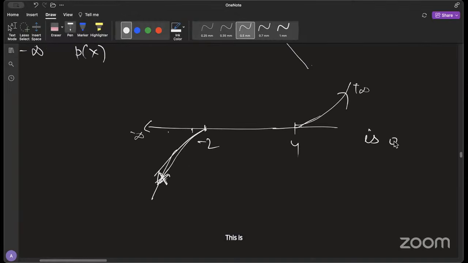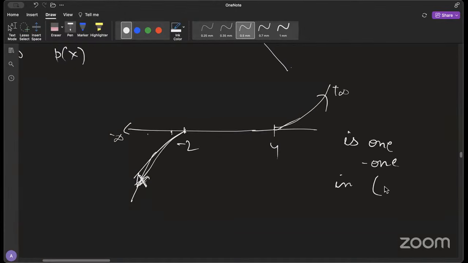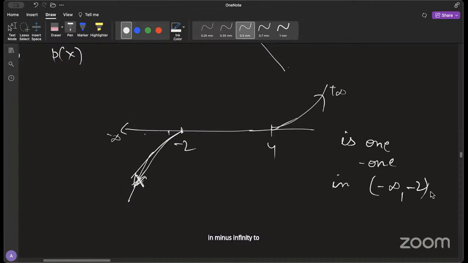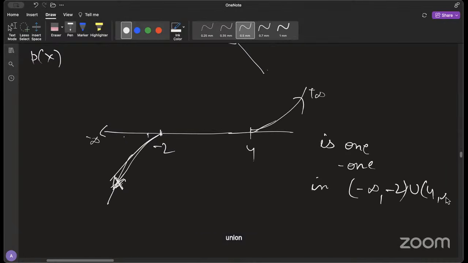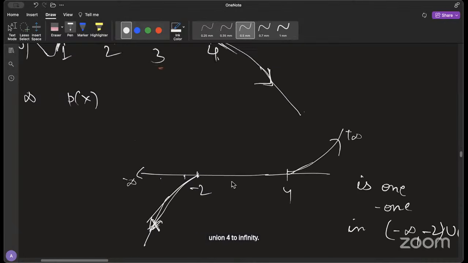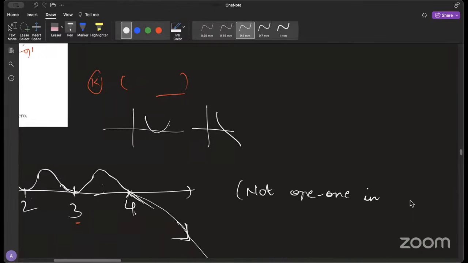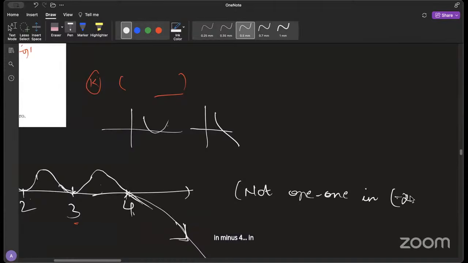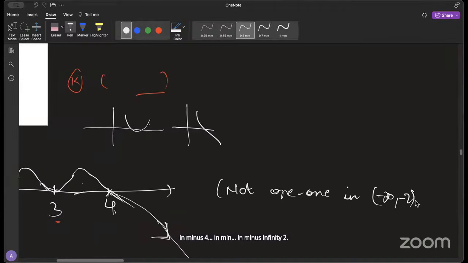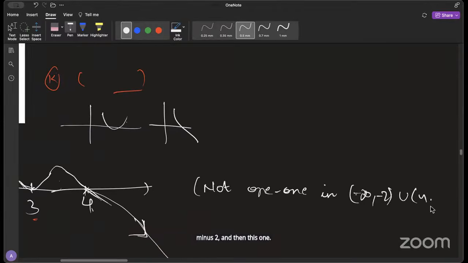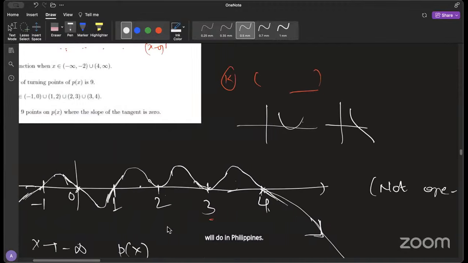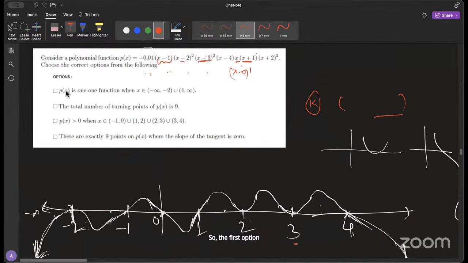This is 1-1 in minus infinity to minus 2, union 4 to infinity. But the one that we have is not 1-1 in minus infinity to minus 2 and then 4 to infinity. So your first option should be incorrect.